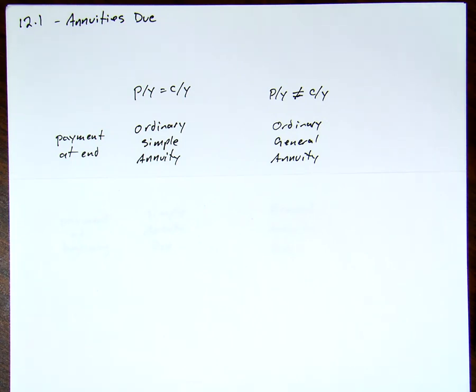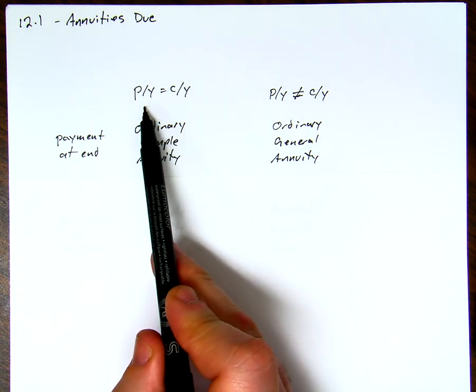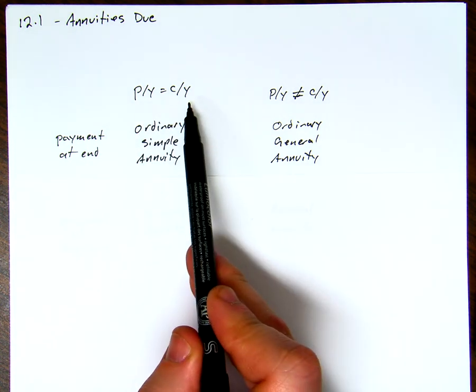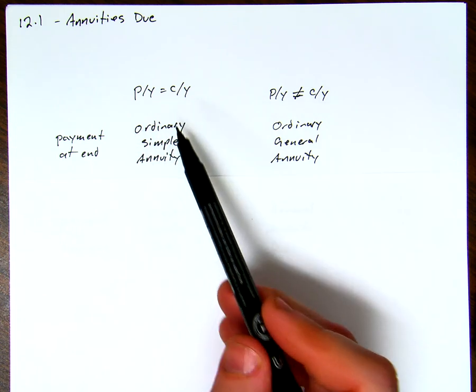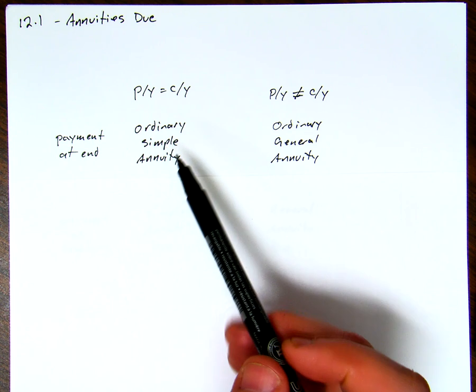Take a look at chapter 12.1, Annuities Due. So we've seen before that we have two types of annuities. We have annuities where the payment frequency and the compounding frequency are the same. So those are ordinary simple annuities where we can just use I.